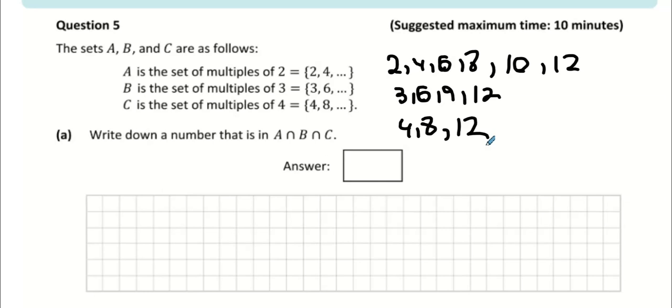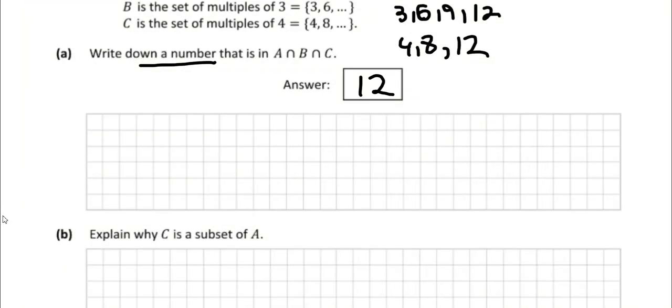We just need to find a number that's in all three lists. What number do you think is on all three lists? 12. It just says write down a number. It could be any number. It could also be 24, couldn't it? Or 36. Any multiple of 12 actually will do the trick.